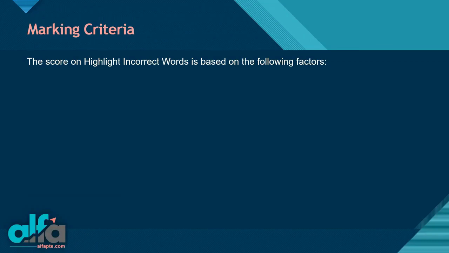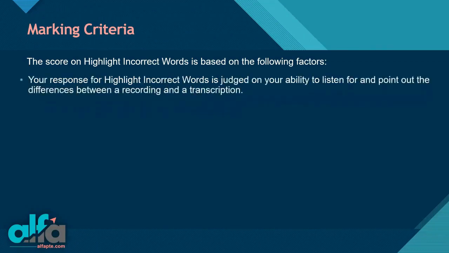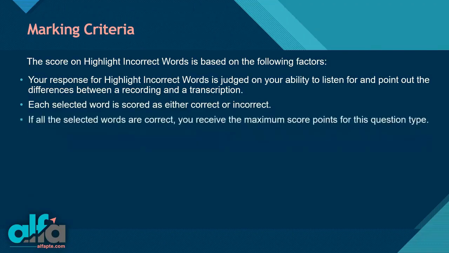The score on highlight incorrect words is based on the following factors. Your response is judged on your ability to listen for and point out the differences between a recording and a transcription. Each selected word is scored as either correct or incorrect. If all the selected words are correct, you receive the maximum score points for the question type.